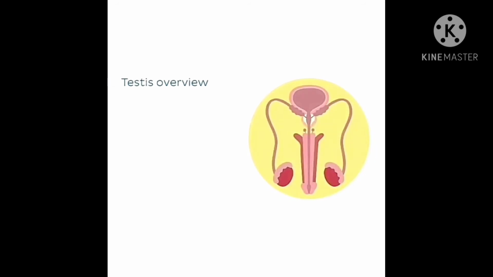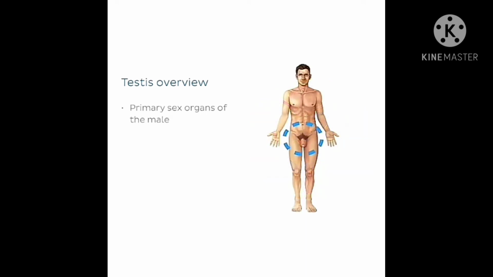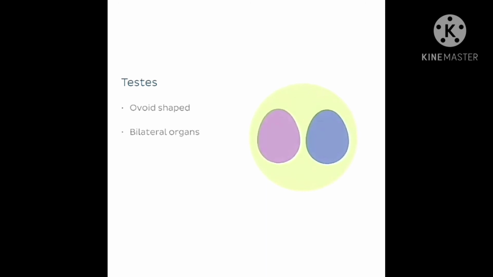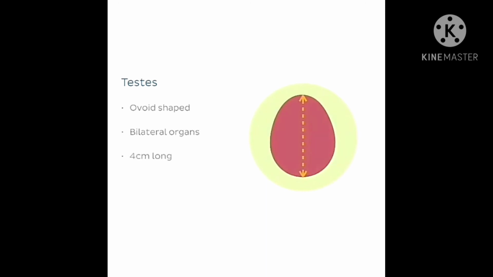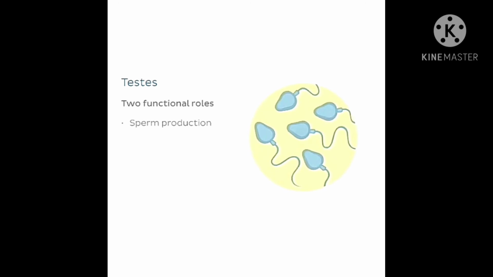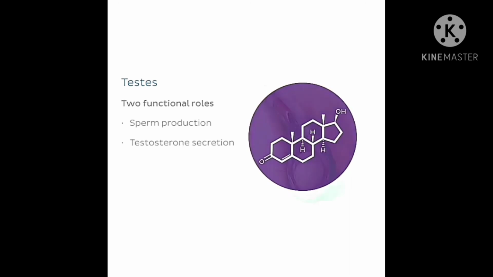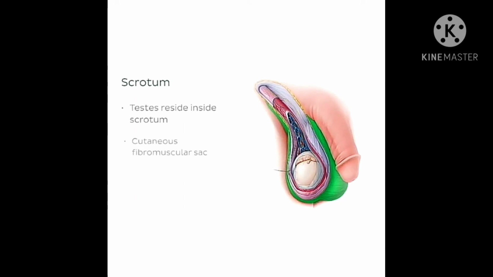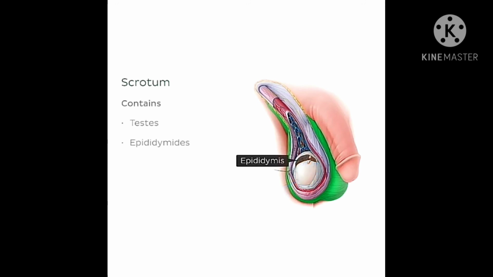As we all know, testes are a pair of primary sex organs of the male. They are located in the subpubic region of the penis along with the rest of the male reproductive components. The testes are ovoid-shaped bilateral organs roughly 4 cm long with a diameter of 3 cm in an adult male. Testes have two functional roles: sperm production and testosterone secretion. Testes reside inside the scrotum, a cutaneous fibromuscular sac that hangs out of the body and contains the testis, epididymis, and distal part of the spermatic cord.